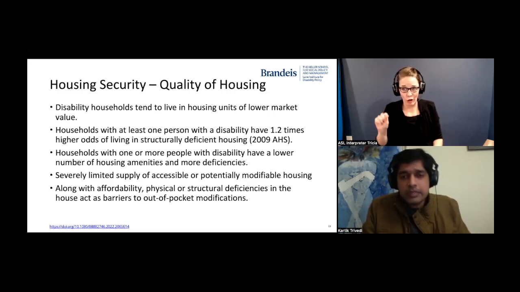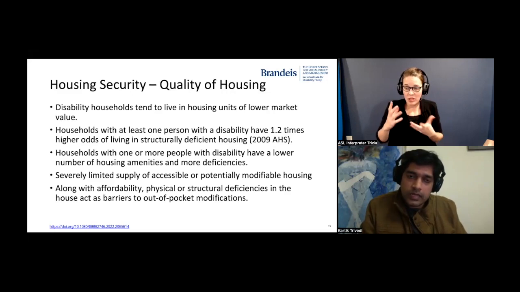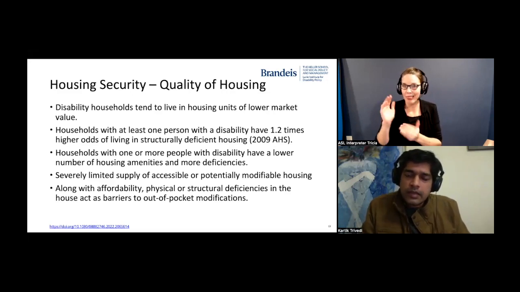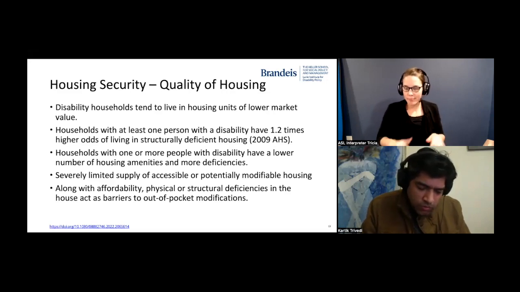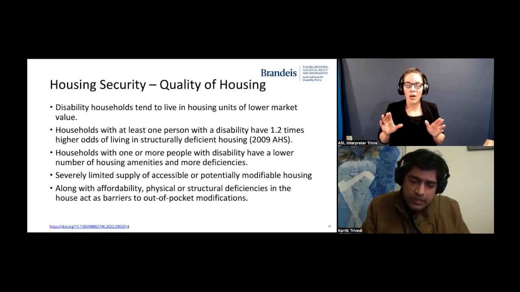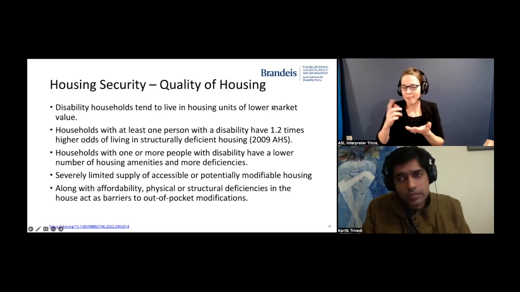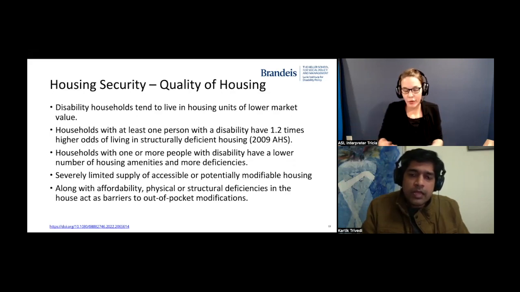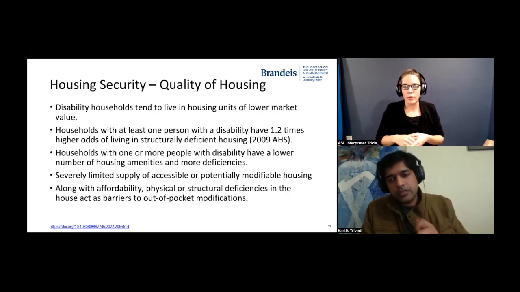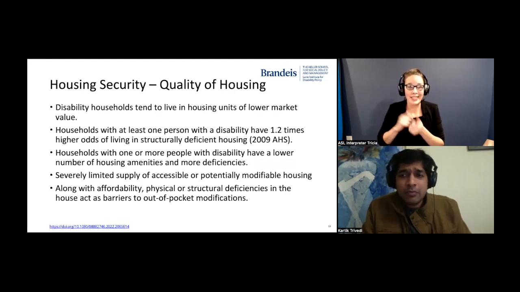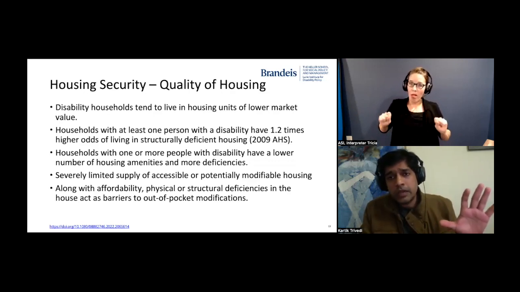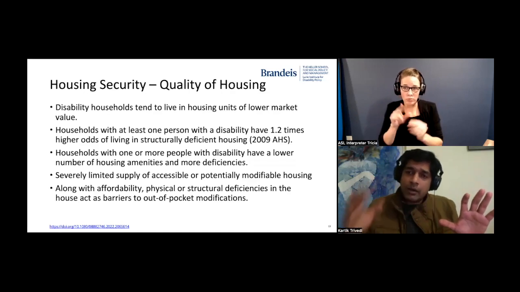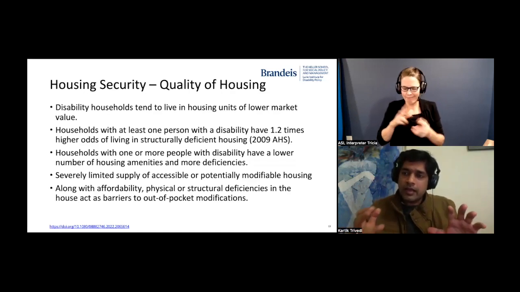The number of amenities is lower for households with people with disabilities. We also see that the overall housing stock that constitutes accessible housing is small. It's not enough to meet the needs of the people out there. And finally, physical and structural deficiency lead to people having to pay more money to make their house livable. So what we already saw in the affordable housing slide is compounded when we look at quality of housing as an issue.